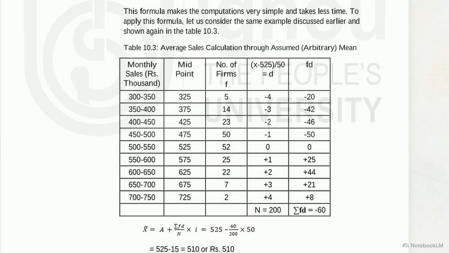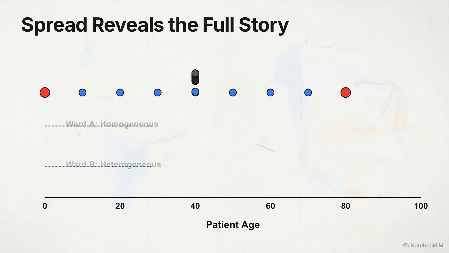Look at this frequency table showing monthly sales. To work with grouped data, we find the exact midpoint of each class interval. A range like 300 to 350 converts into the usable integer 325. Now we can calculate our mean. But finding the center is only half the job.